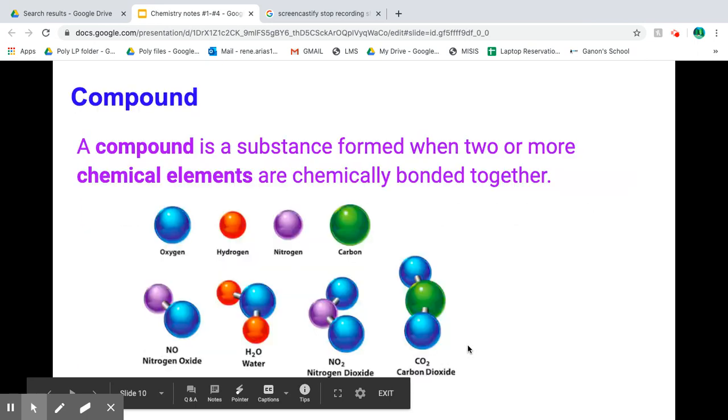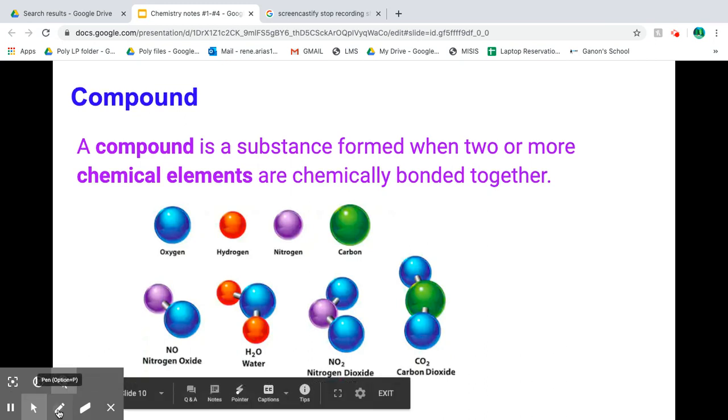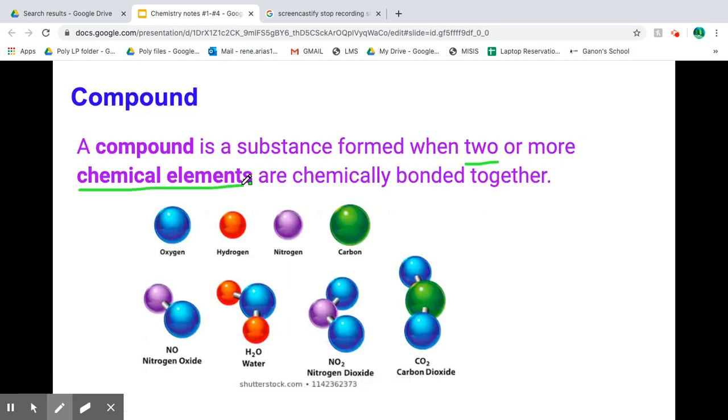Okay, let's go over some distinctions that are going to come up. So what is a compound? Well, a compound is when we have 2 or more chemical elements bonded together. Typically it's 2 or more different elements, so not the same. For example, here I have nitrogen bonded to oxygen. That's 2 different elements.